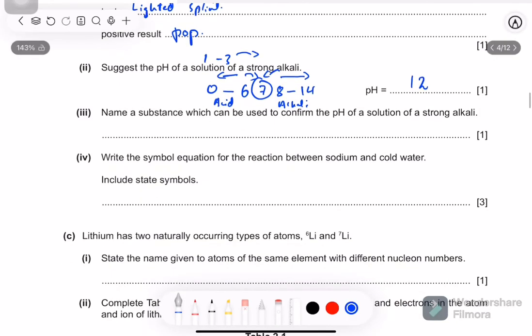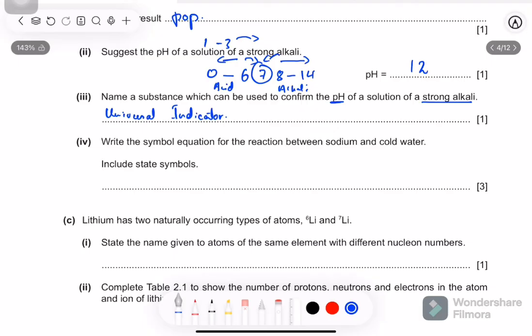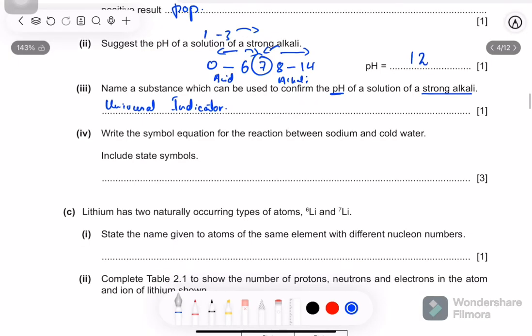Name the substance which can be used to confirm the pH of a solution of a strong alkali. Now, if they were asking simply to identify a strong alkali, we could have just used litmus paper, because the litmus turns blue in an alkali. But here they have asked us how to confirm the pH. For the pH, we want exact measurement or an estimate of the pH variation, for which we can only use universal indicator, which will give us a color change based on the color chart, which will explain to us how strong an alkali is.